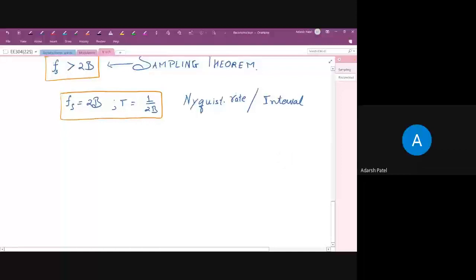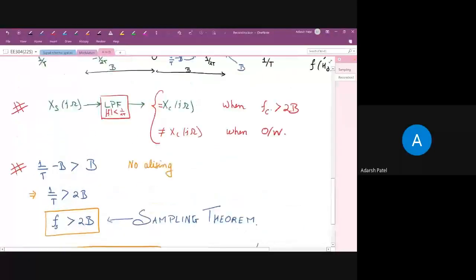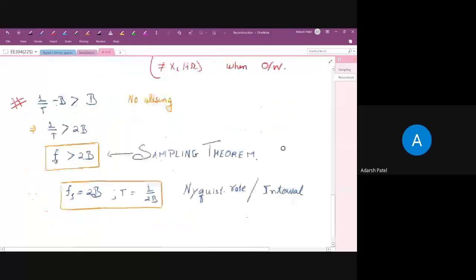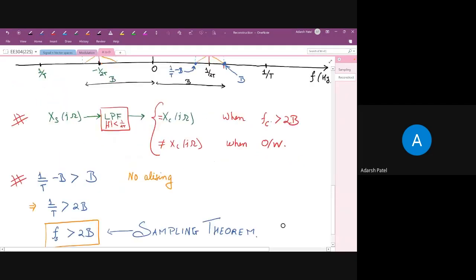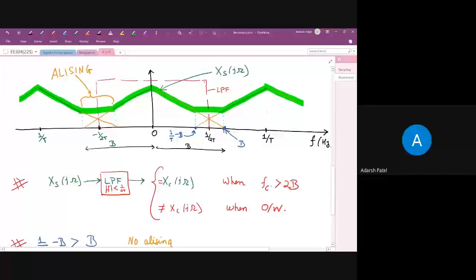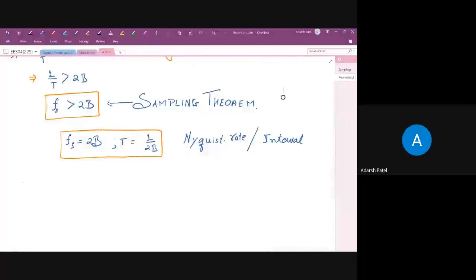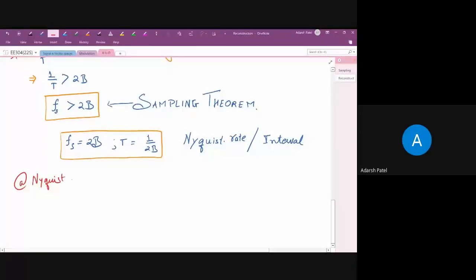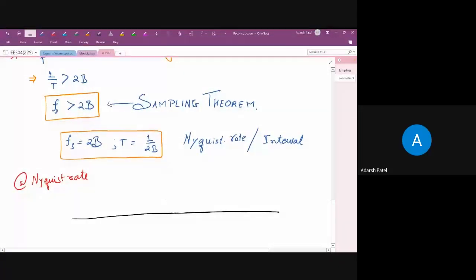Let us draw this figure once more, and let us see what will happen exactly at the Nyquist rate. At fs equal to 2b, what will happen? We will have exactly these two. At the Nyquist rate, the above figure is going to look like this.